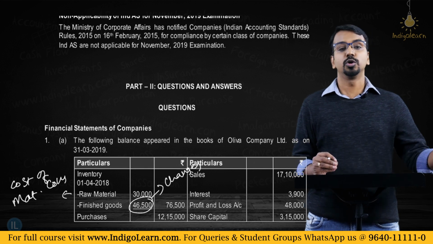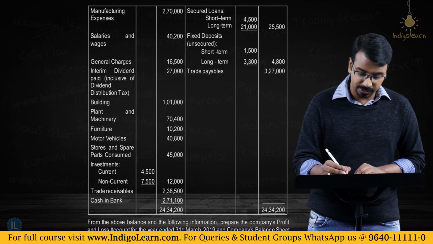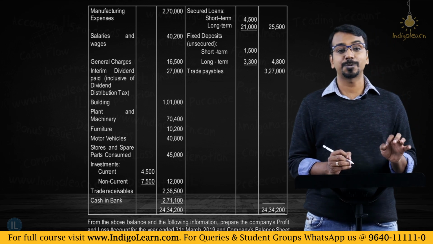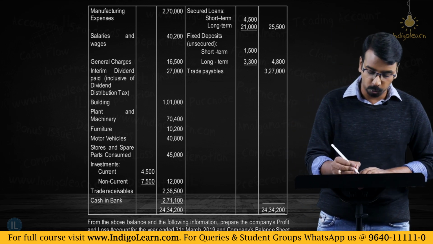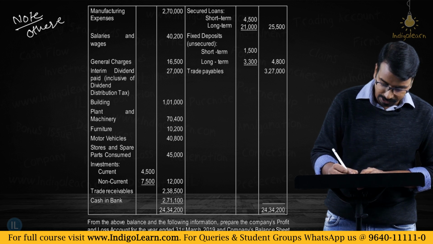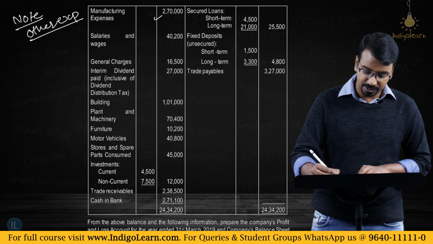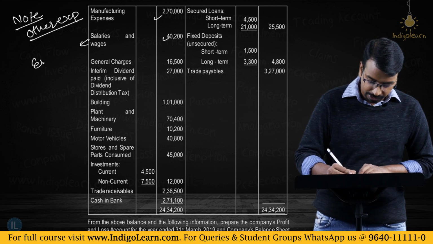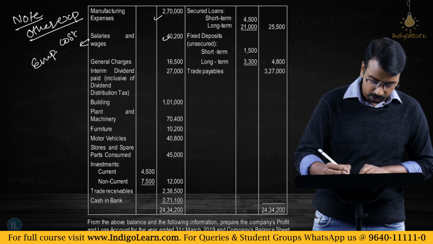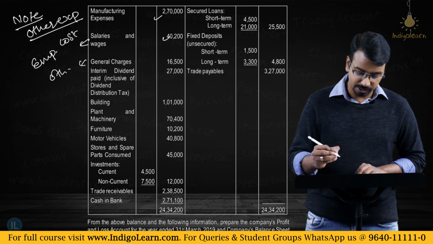your purchases, you will show it separately in your statement of profit and loss. Then you have manufacturing expenses. Will you show these manufacturing expenses on face of profit and loss? No. You will prepare a note and under other expenses, you will show it separately. Salaries and wages, you will show it as a part of your employees cost. Then you have general charges, which again you will show it as a part of other expenses.